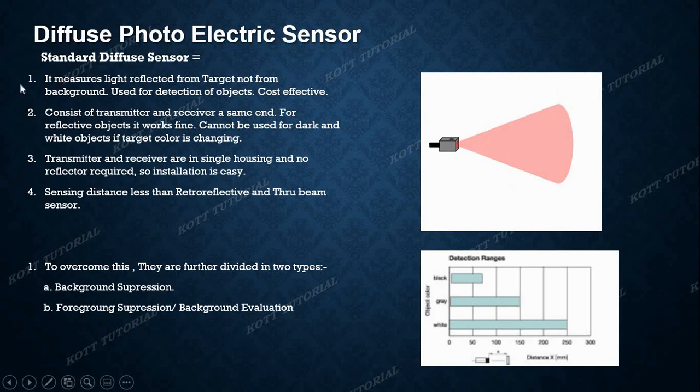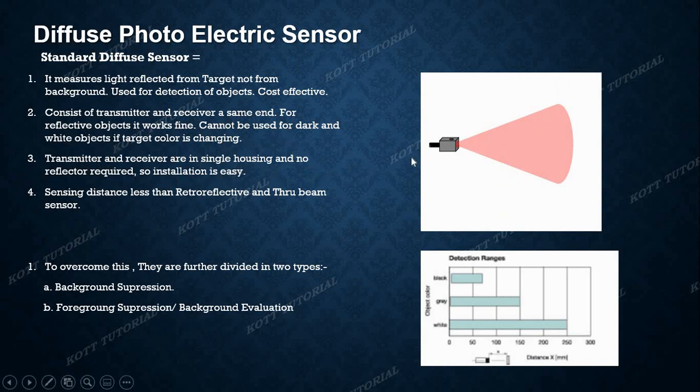Standard diffuse sensor. It measures the light reflected from the target and not from the background. This we can see in this GIF image. Used for the detection of objects, cost effective. Consists of transmitter and receiver at the same end. For reflective objects it also works fine. Cannot be used for dark and white objects. I would be explaining all about this point.